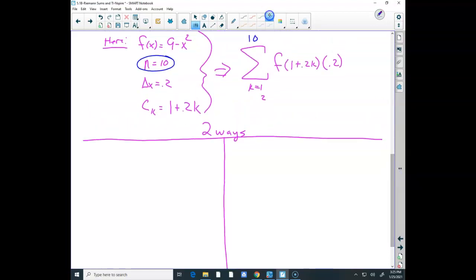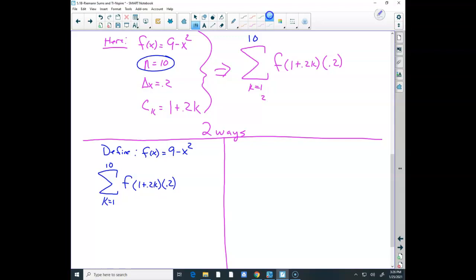The first way, the easiest way, the way I recommend you put it into the calculator, is we are going to define our function. We're going to define f of x as 9 minus x squared in this problem. And when we define it, then we are going to type into our calculator the sum from k equals 1 to 10 of f of 0.2k times 0.2. This is going to give me my area, okay?